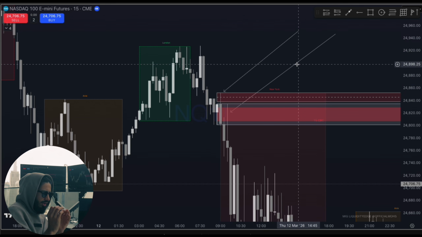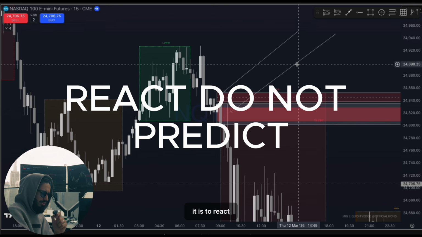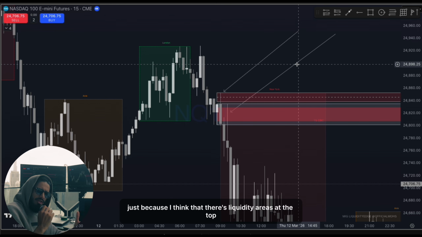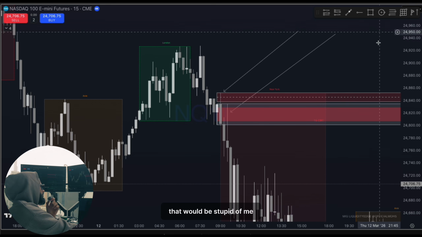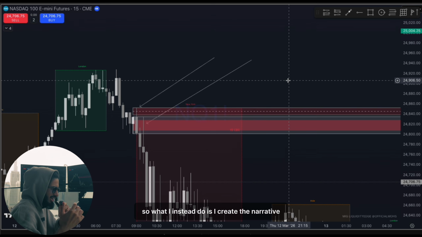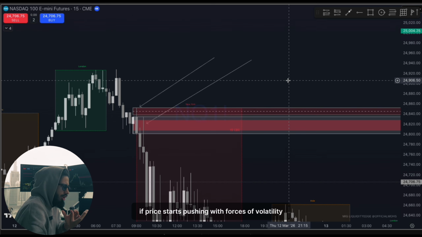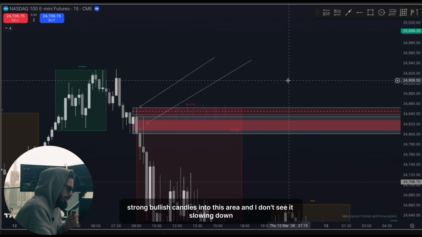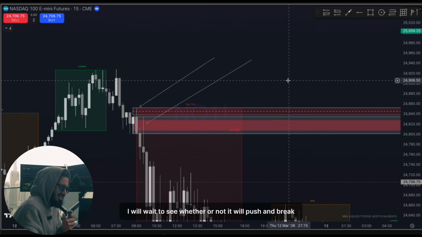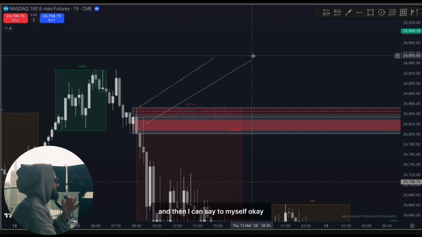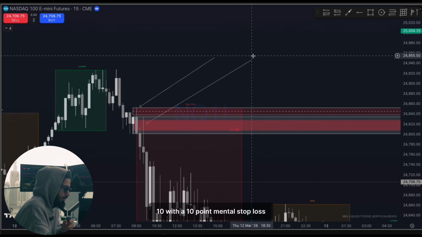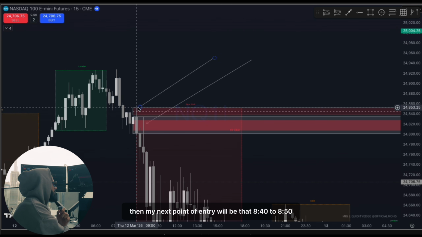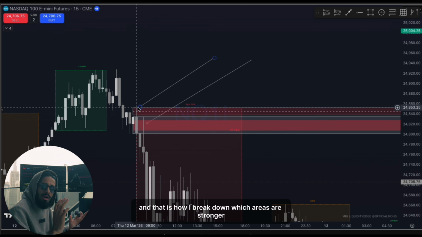Okay. Our job isn't to predict the market, it is to react. What that means is, just because I think there are liquidity areas at the top ready to be grabbed, I'm not buying into that. That would be stupid of me. So what I instead do is create the narrative. If price starts pushing with forces of volatility, strong bullish candles into this area, and I don't see it slowing down, I will wait to see whether or not it will push and break. And then I can say to myself, okay, if it gets past 800, 805, 810 with a 10-point mental stop loss, then my next point of entry will be that 840 to 850. And that is how I break down which areas are stronger.